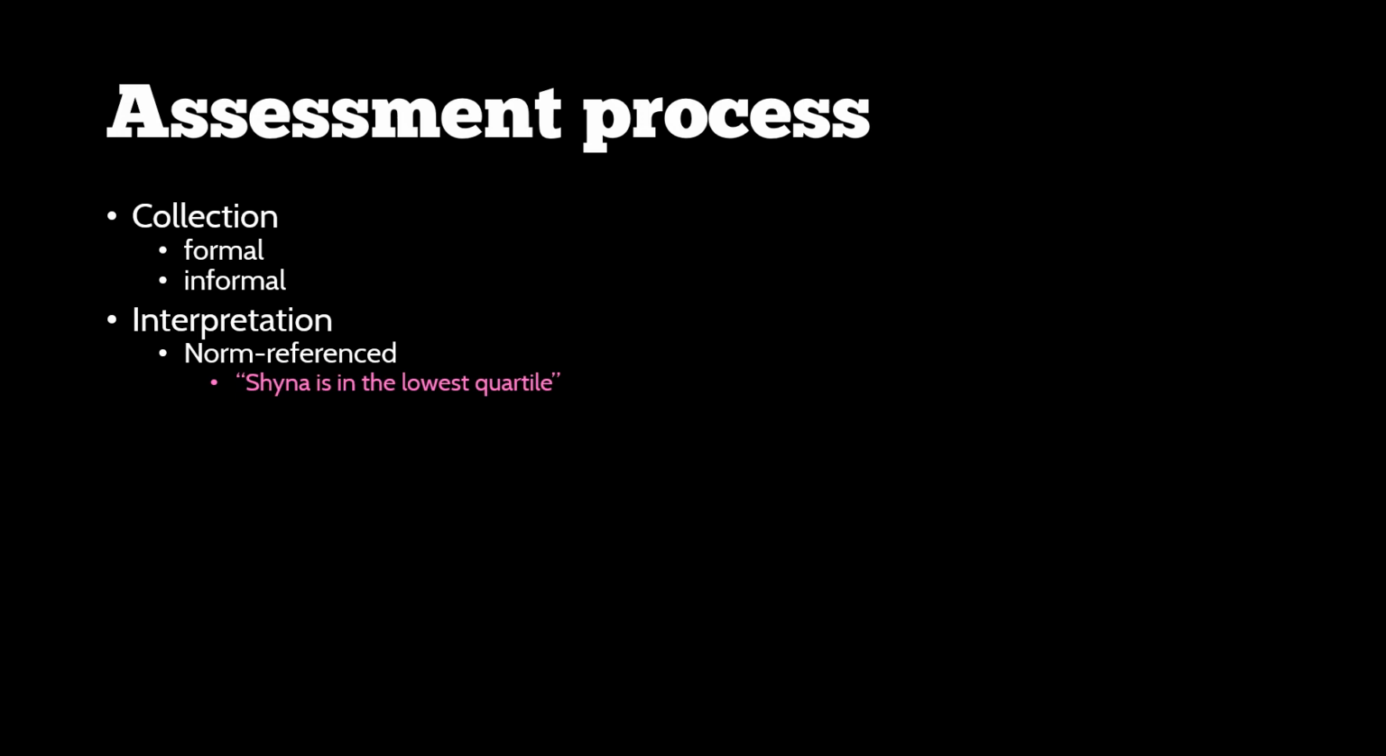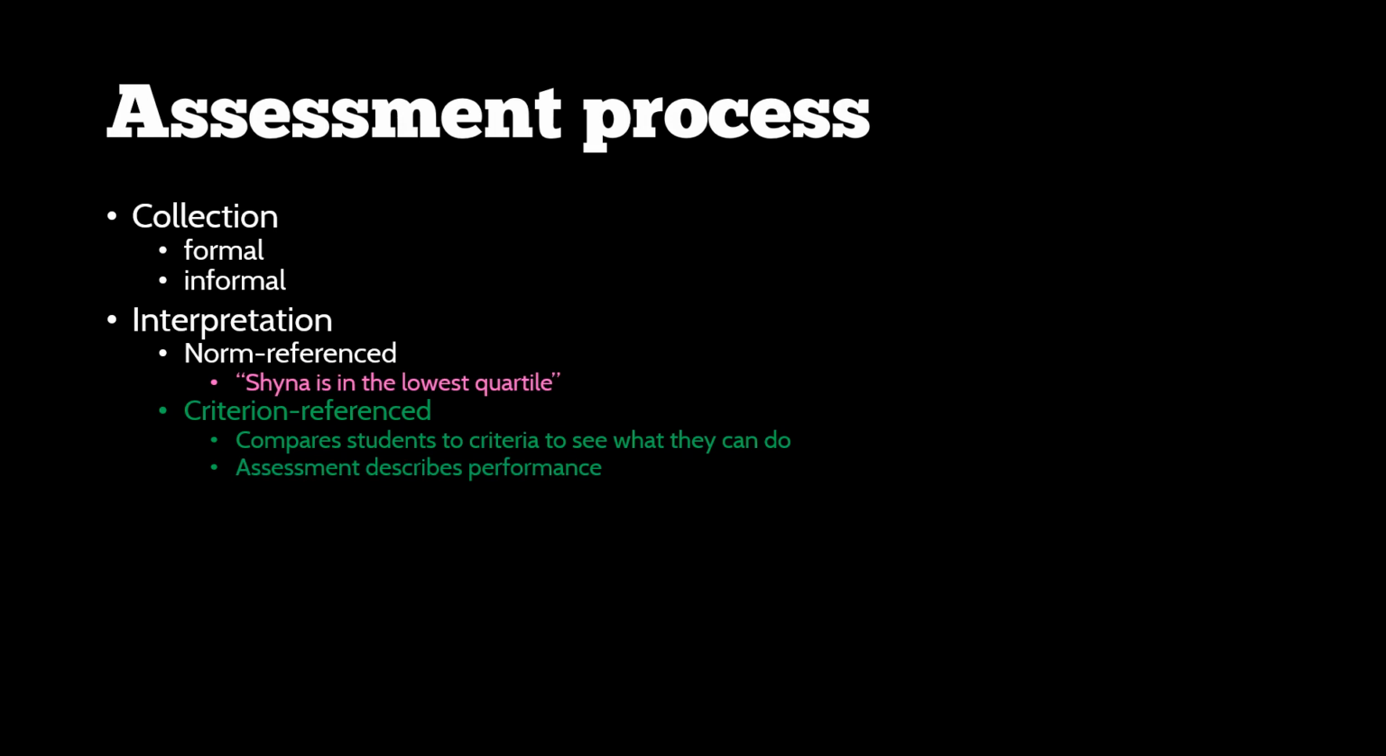That's comparing Shiner to what the norm or expected level might be for students at that level. You typically find the Australian and state-based curriculum documents are norm referenced. However, we believe that probably the most useful for student growth is criterion referenced interpretation of assessment information, that compares students to criteria to see what they are capable of doing, and the assessment describes performance.